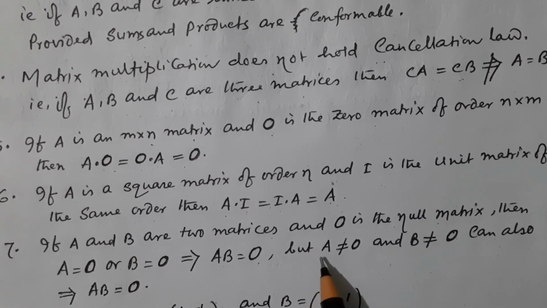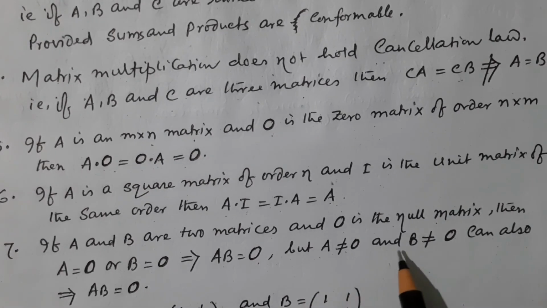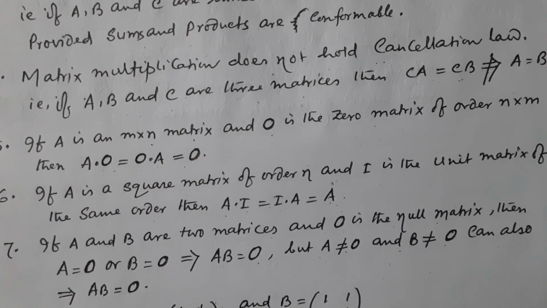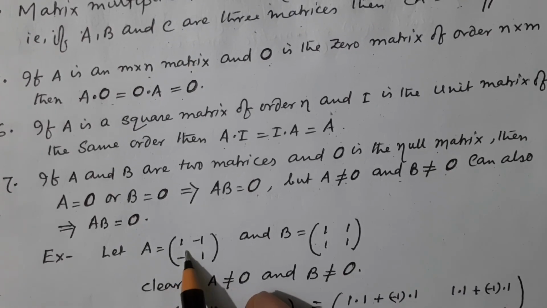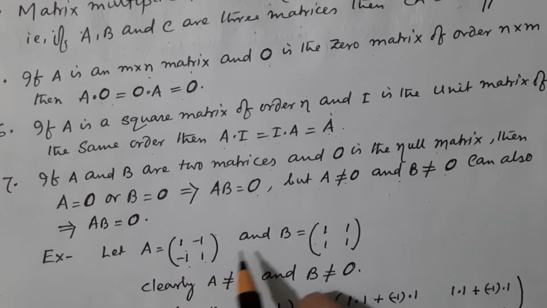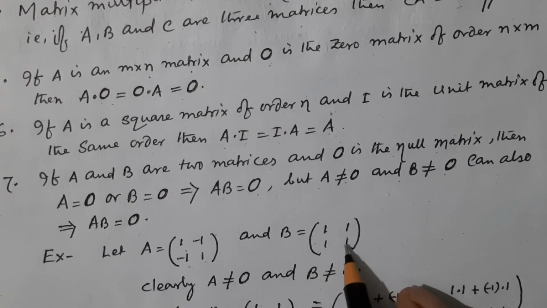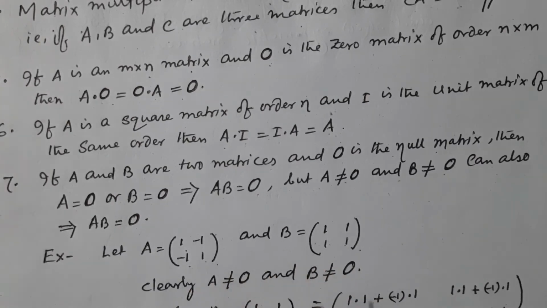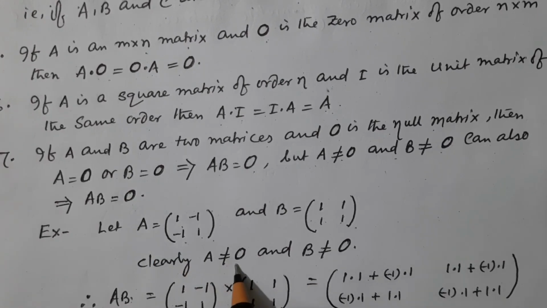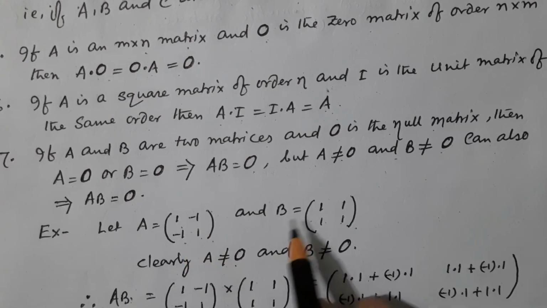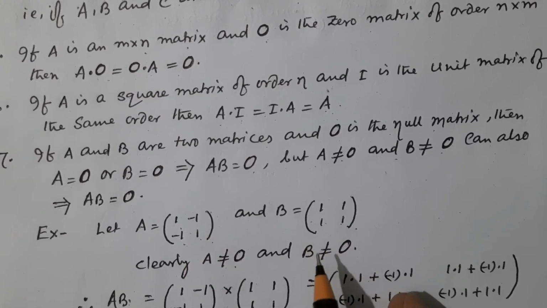But A not equal to 0 and B not equal to 0 can also imply AB equals 0. Let us consider an example. Let A equal the matrix 1, minus 1, minus 1, 1 and B equal the matrix 1, 1, 1, 1. This is a 2 cross 2 and this is also a 2 cross 2. That is, A and B both are square matrices. Clearly A is not equal to 0. This is not a null matrix.